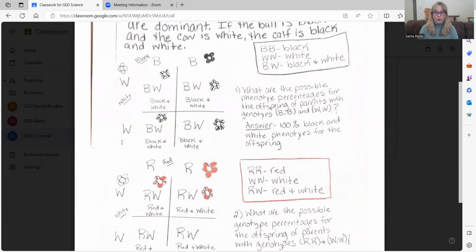I found that the majority of my students over the last few years, since the new GED exams have been created and gone out, have gotten questions about Punnett squares. Now, we don't know which GED exam you're going to get. It's random, and it also depends on whether you take the in-person exam or the online exam.